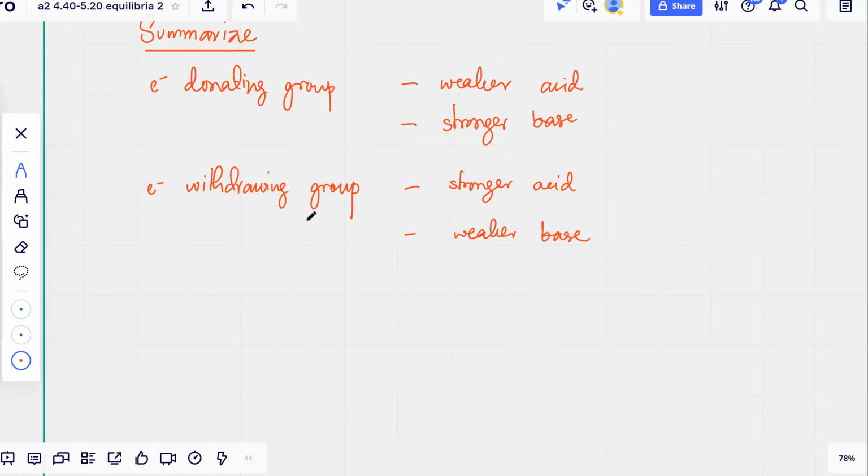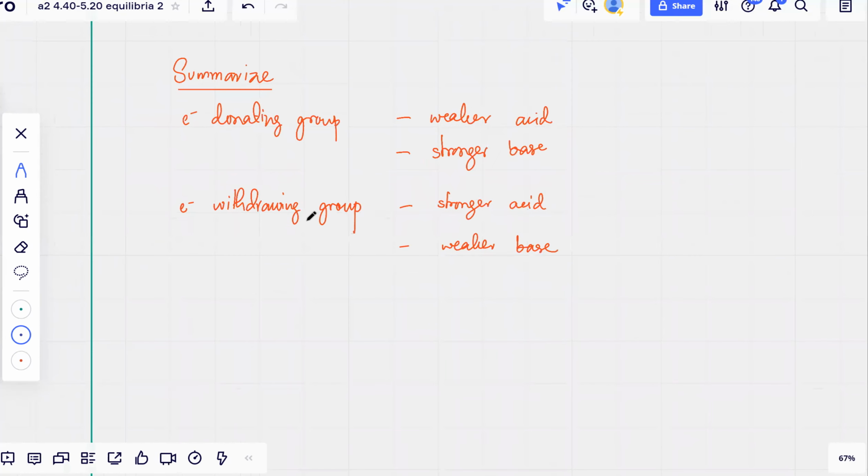Yes, sir. And you would also get questions comparing carboxylic acids. For example, you have this carboxylic acid CH3, so we're going to start comparing carboxylic acids. And we've got this other carboxylic acid, which is CH3 CH2. Which one do you think is the stronger of the two acids?